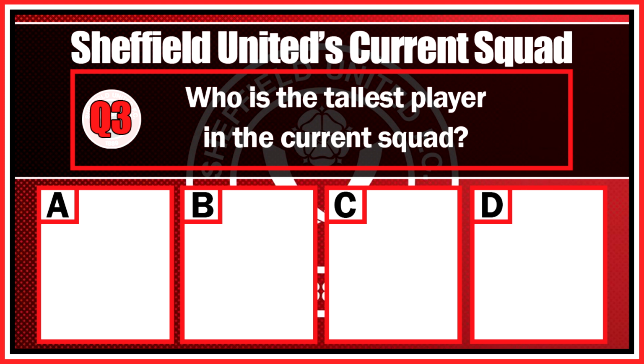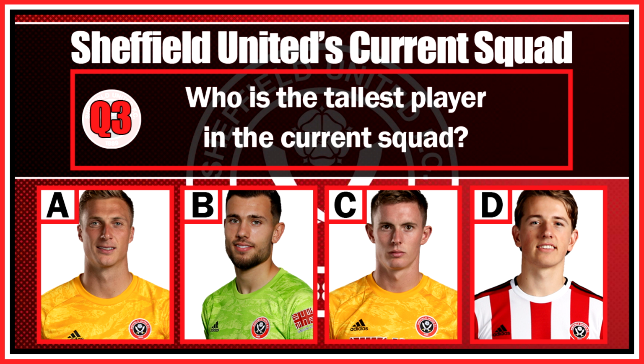Question 3. Who is the tallest player in the current squad? Is it A, Simon Moore? Is it B, Michael Verrips? Is it C, Dean Henderson? Or is it D, Sander Berge?